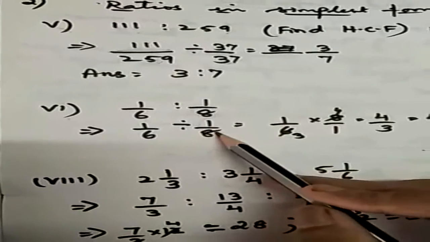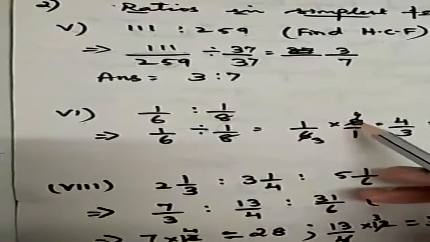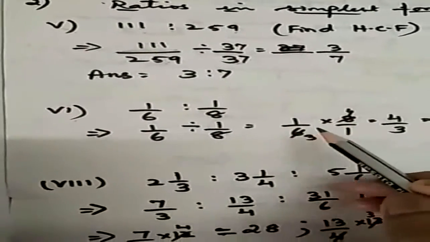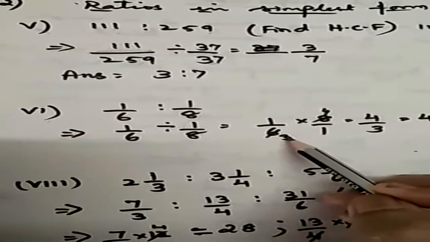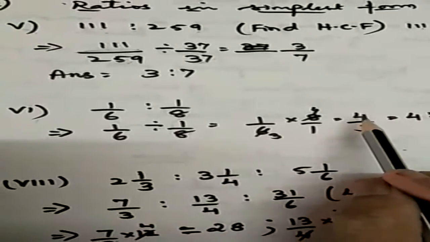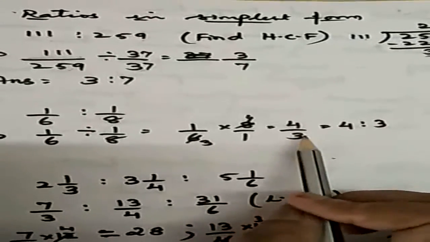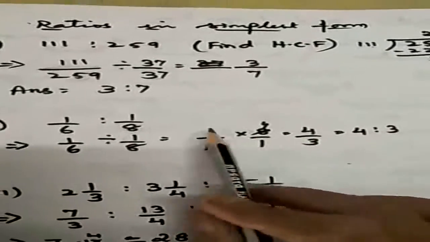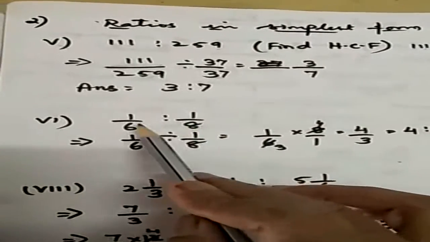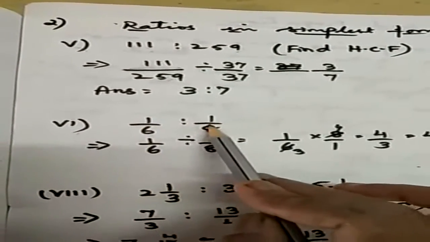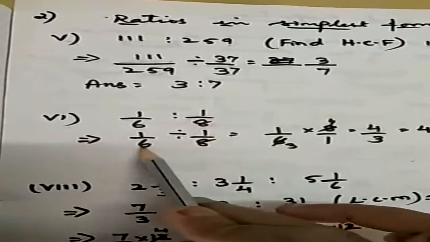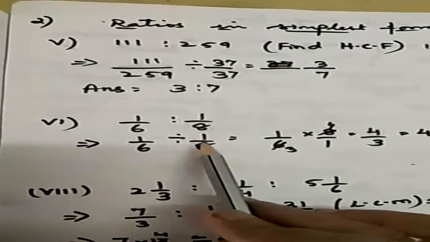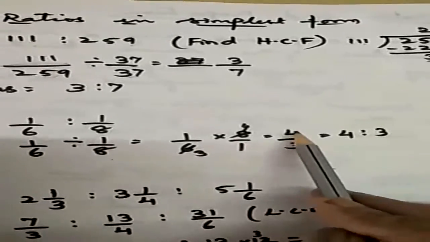Then this 1 by 8 will become inverted, the reciprocal. So 1 by 6 into 8 by 1. Then you cancel: 8 and 6 will get cancelled by the 2 table. What is the answer you got? 4 by 3. So 4 is to 3 is the ratio of this. So whenever a fraction is given, 1 by 6 is to, you will do it as divided by 1 by 8. Then the rest you know, how to do the division of fractions. Then you change the fraction into a ratio.